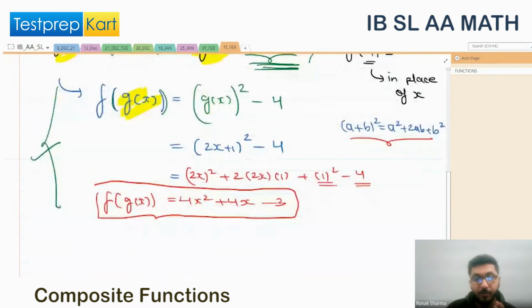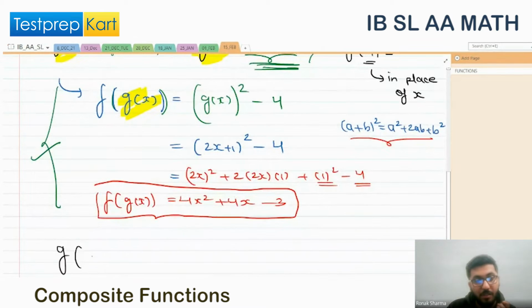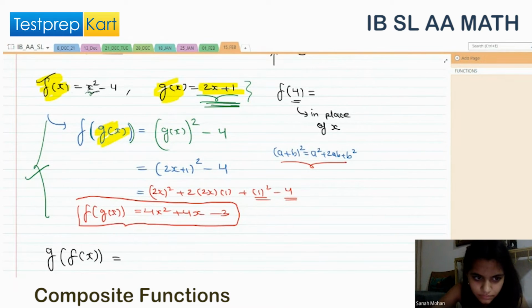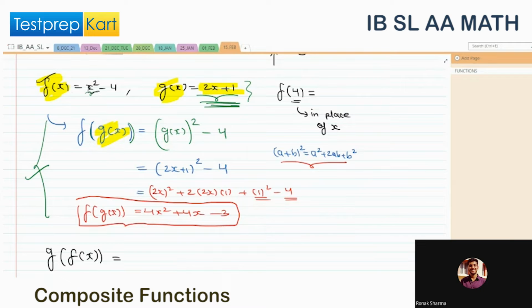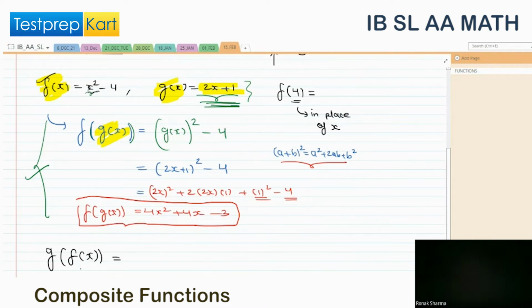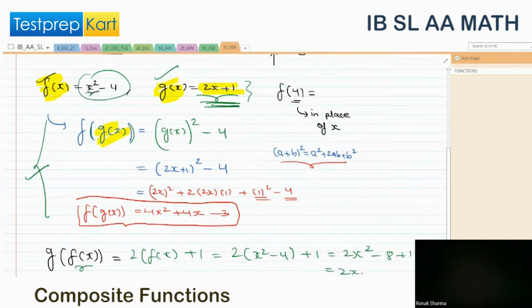So if I ask you on the same basis, what will be g of fx? Come on, I'm giving you 30 seconds to find it. It should not take that much time. What you are going to do, you'll put fx in the function gx in place of x, so 2 times fx plus 1. Now you know that fx is x square minus 4, so 2 times x square minus 4 plus 1. So this will become 2x square minus 8 plus 1, that means 2x square minus 7.